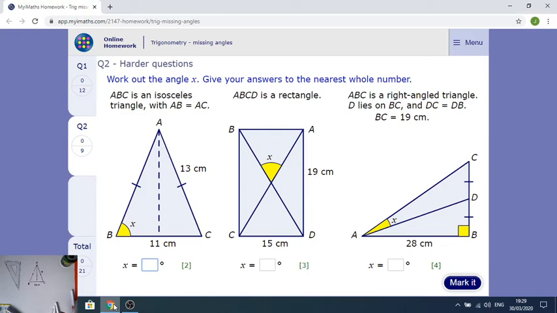Okay, we've got tab 2 of the trigonometry missing angles exercise. It's got 3 questions on it. Let's have a look at the first one.